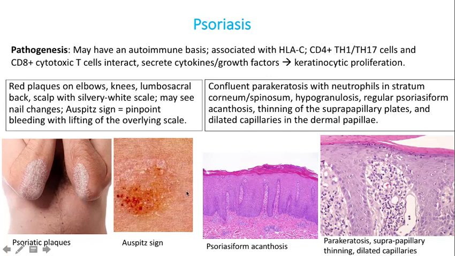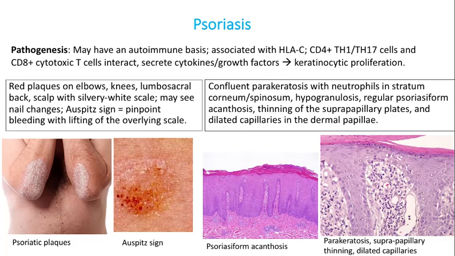They are very symmetric erythematous plaques, which happen on the extensor surfaces of the elbows, the knees, low back, scalp, back of the neck, and they have this very characteristic silvery white scale adherent to these plaques. Patients with psoriasis can also have nail changes, including yellowish spots, and they can have onycholysis and pitting of the nails.